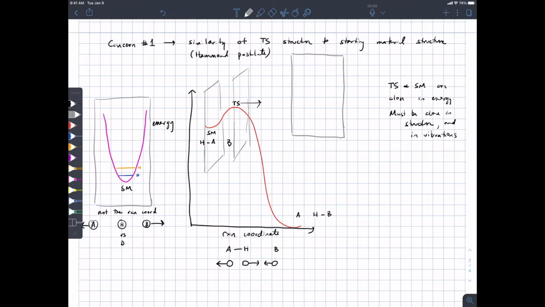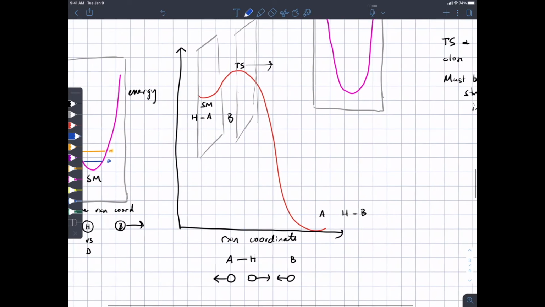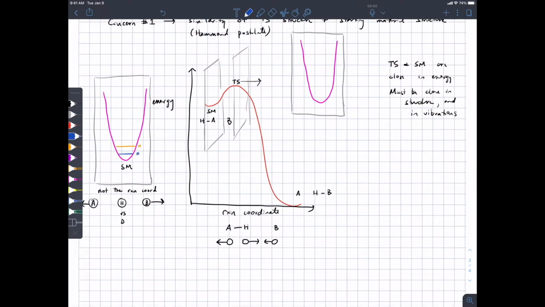And I guess we're using pink for the surface that's perpendicular to that. So now, if the transition state is similar to the starting material, the vibrational energies in the transition state should be similar to the vibrational energies in the starting material. In other words, the 0-point energy for deuterium relative to the 0-point energy for hydrogen is going to be about the same.